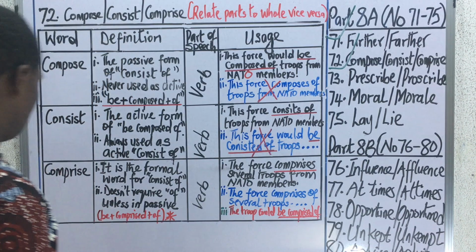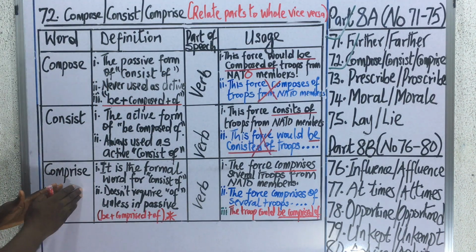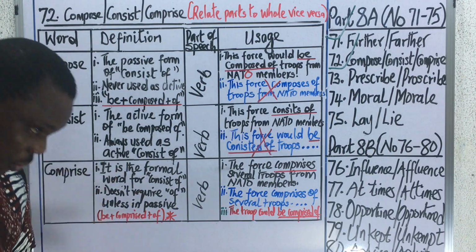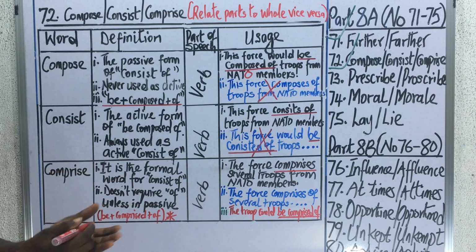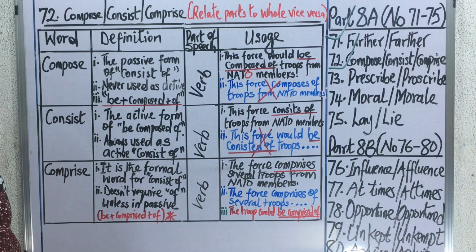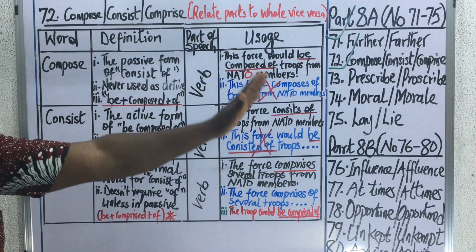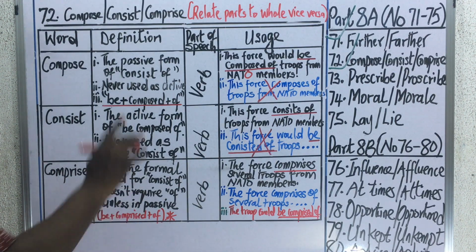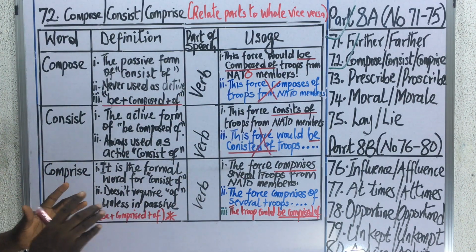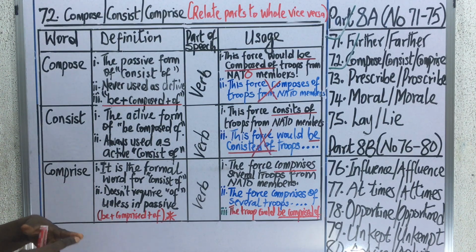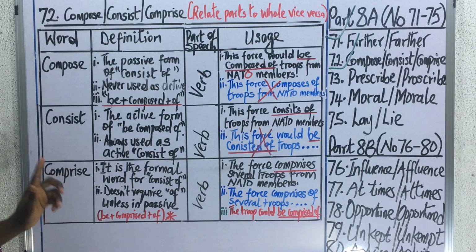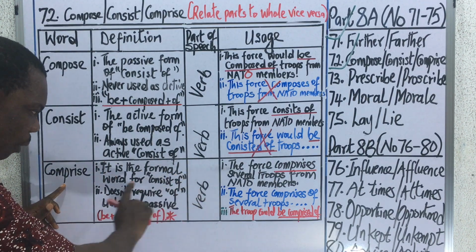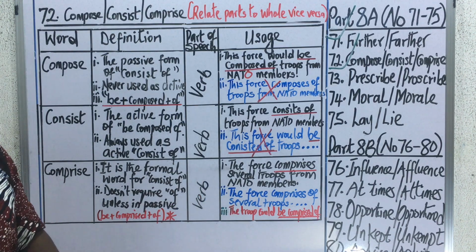Good. Then coming to the third word, comprise. It also means what? To be composed of or made up of. Like we said, the three words mean one and the same thing. Okay? However, there are two or three things that we must take very good note of. The first one is the fact that comprise is the formal word for consist of. Please take good note of that.